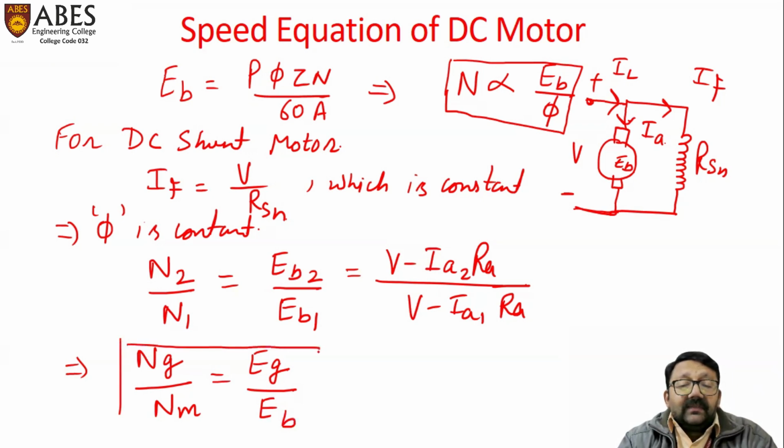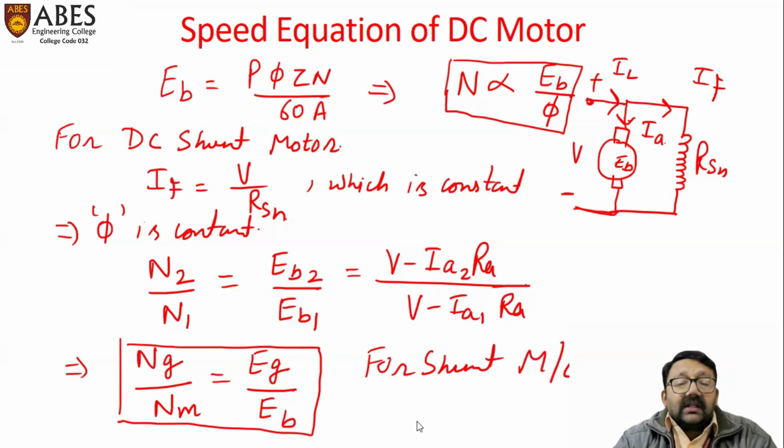So this is the speed equation for a shunt machine which is acting as motor as well as generator. So these are the different speed equations which we use for a shunt motor.